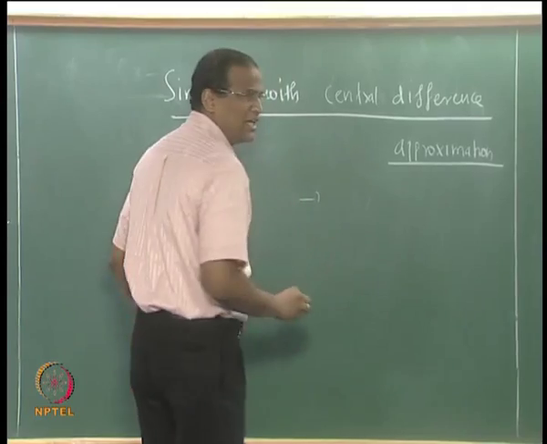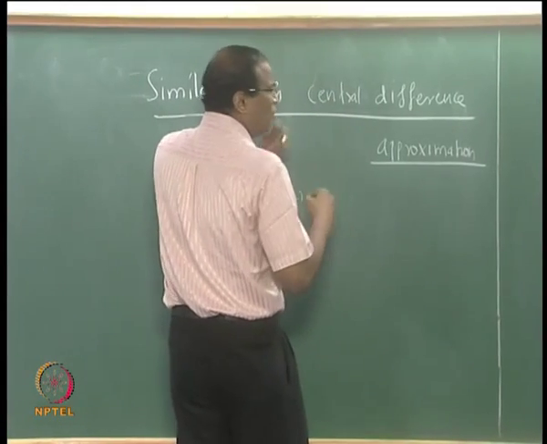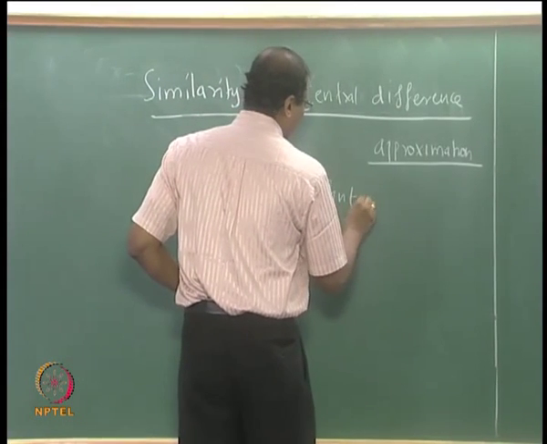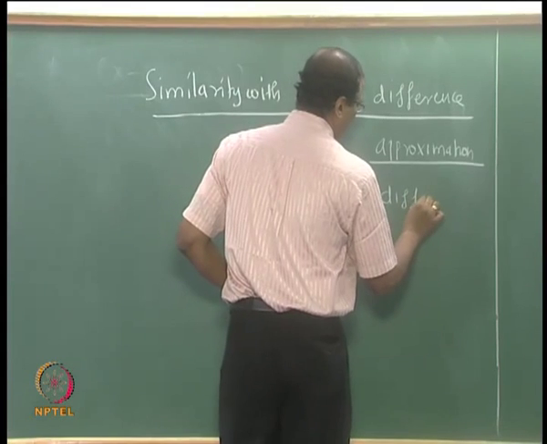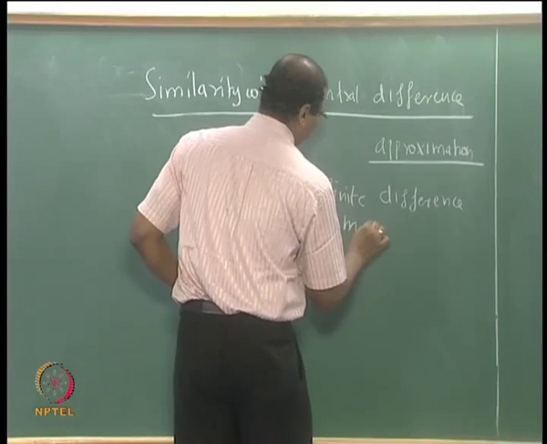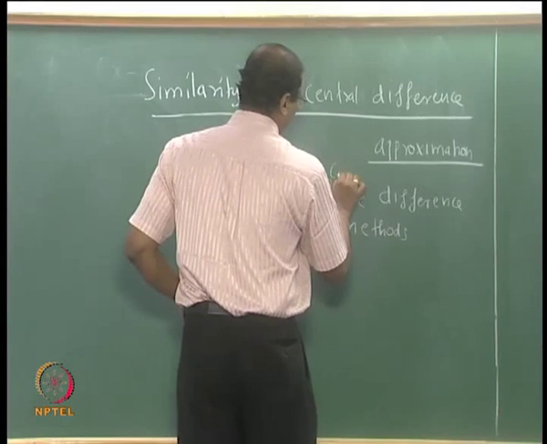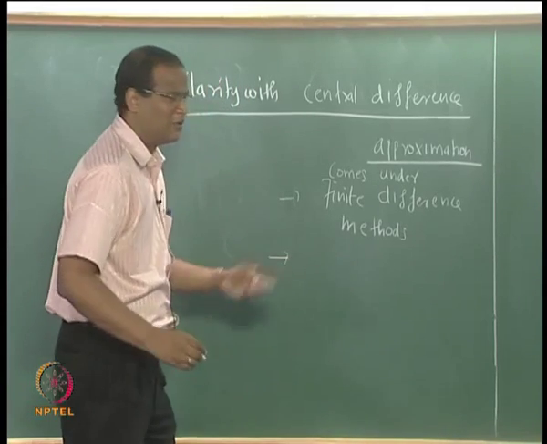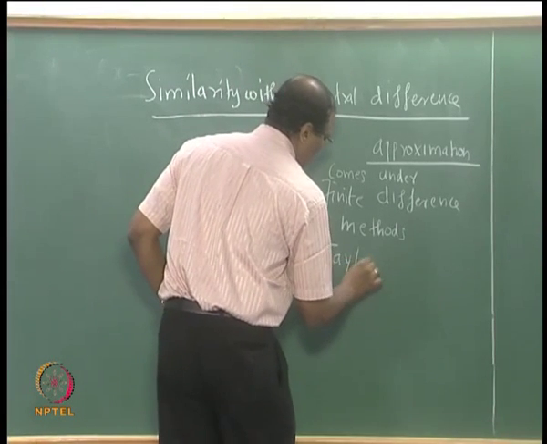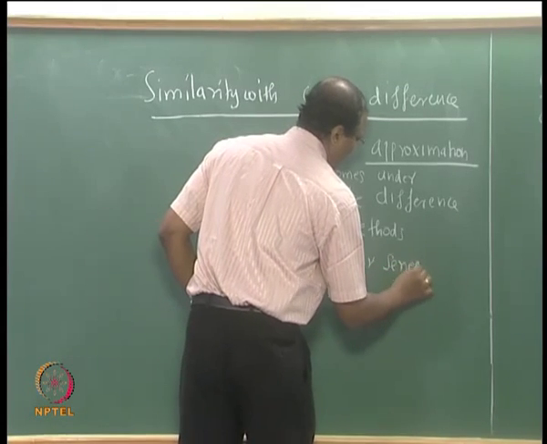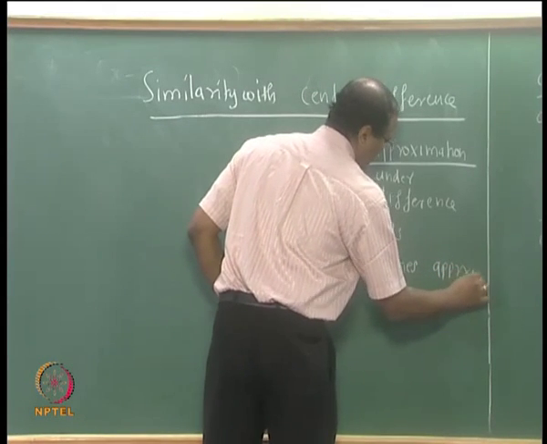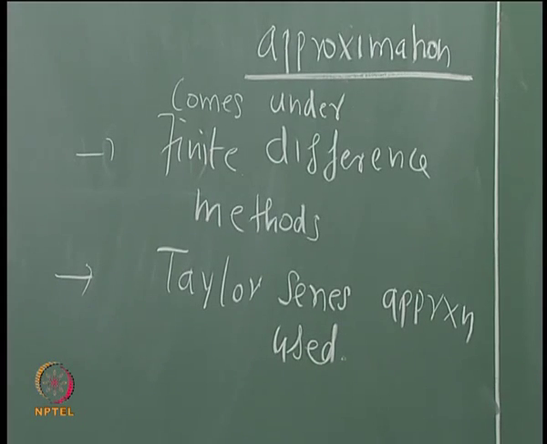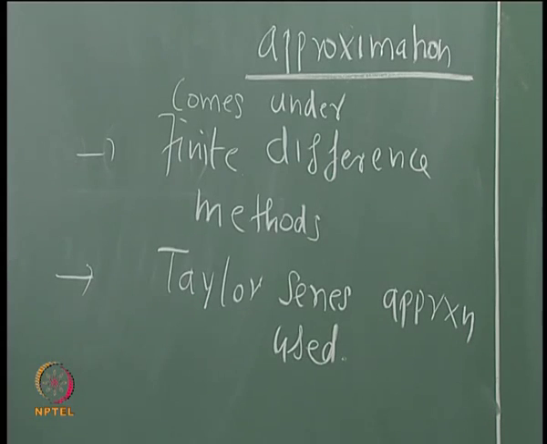So the central difference is basically one way of giving a discrete form for derivatives and so on. So it comes under the general concept of the finite difference method. In the finite difference method, what you do is basically use a Taylor series approximation. Okay, what is the connection here?